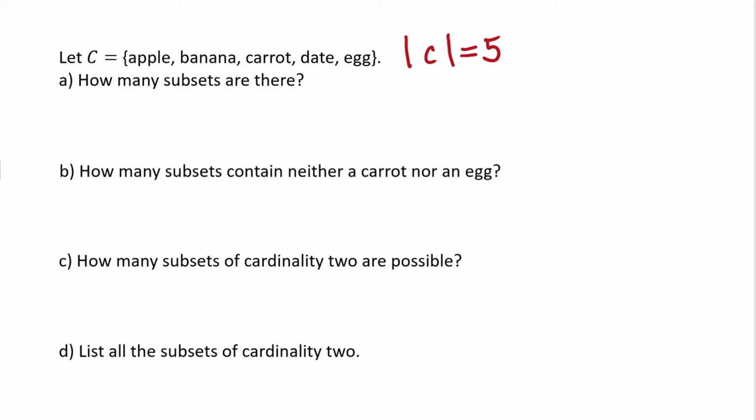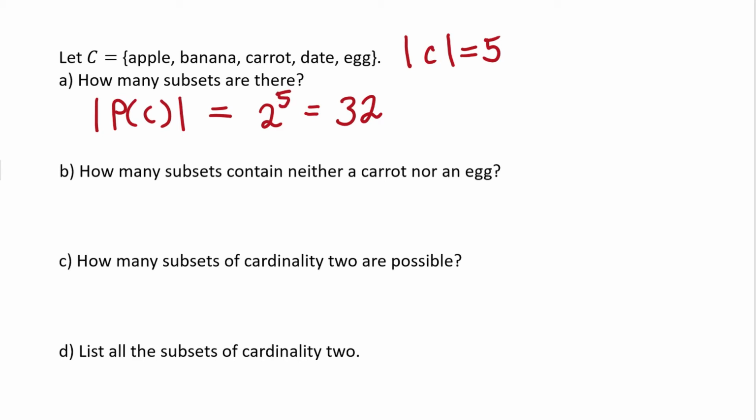The power set tells us the number of subsets; what we want is the cardinality of the power set of C. The power set is the number of subsets possible, and for each element you have two choices. It's either in the subset or it is not in the subset. So for each of them there's two choices, and there are 5 elements, so it'll be 2 to the 5th. And so the number of subsets is 32, which is 2 to the 5th.